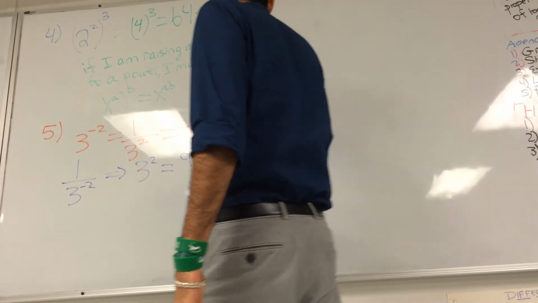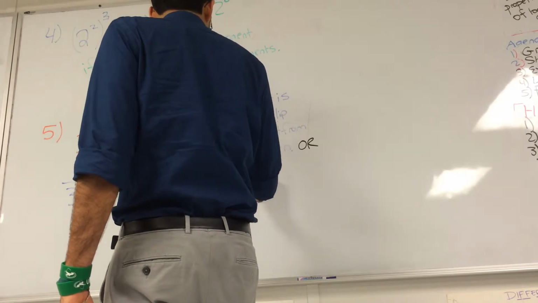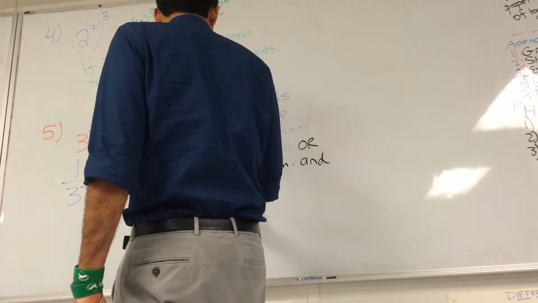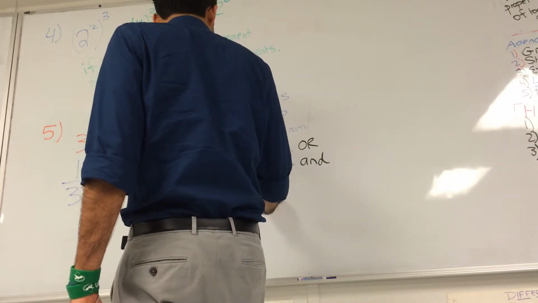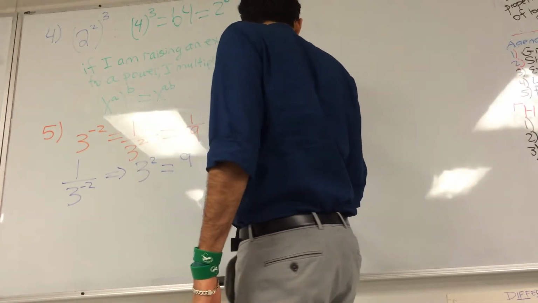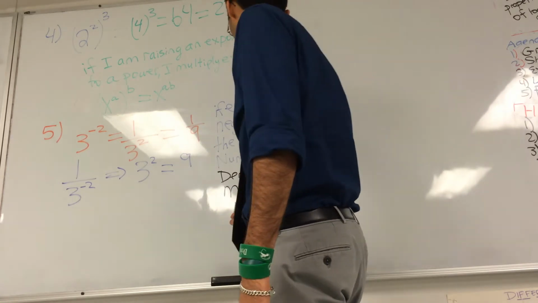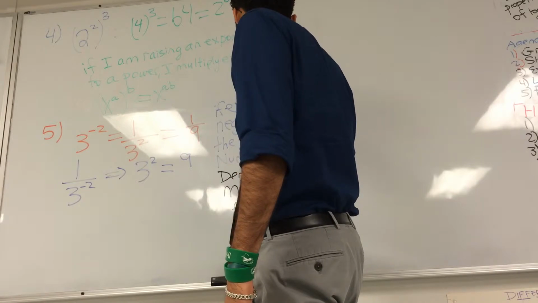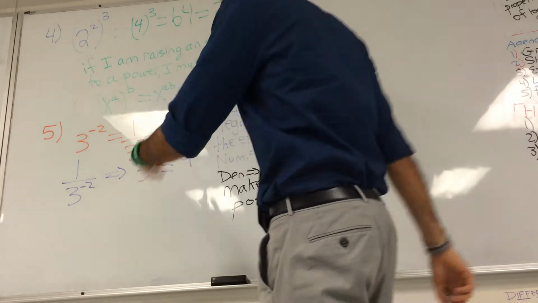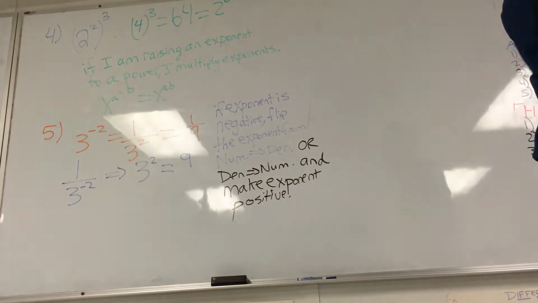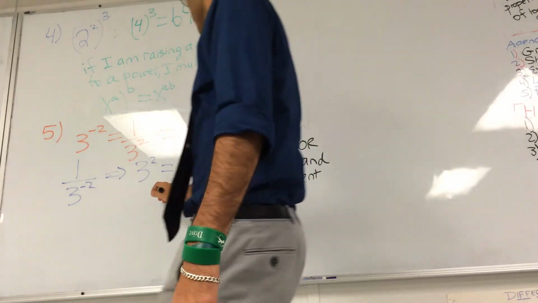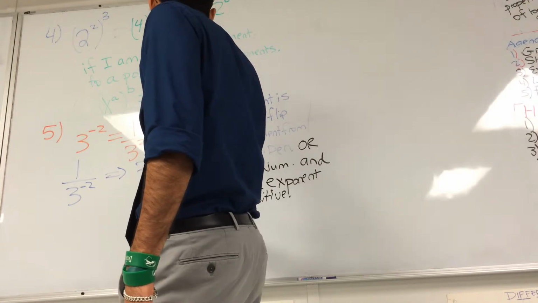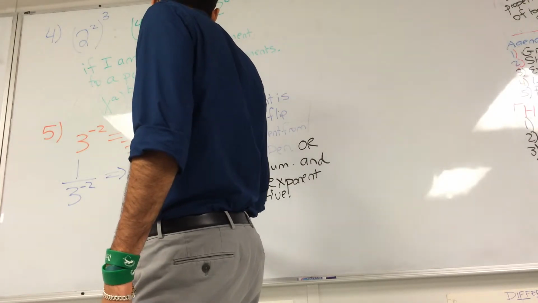Or from denominator to numerator and make the exponent positive. So this is rule number 5, and the mathematical way of writing this is the following. X to the negative a equals 1 over x to the positive a.